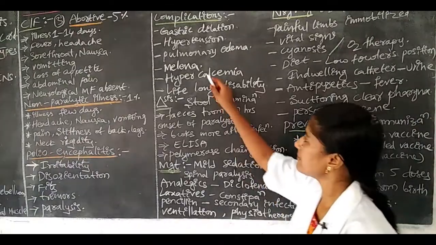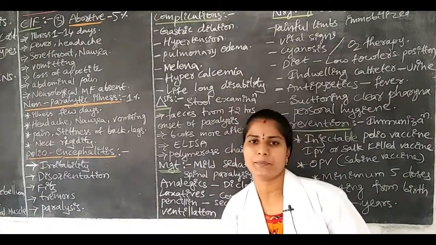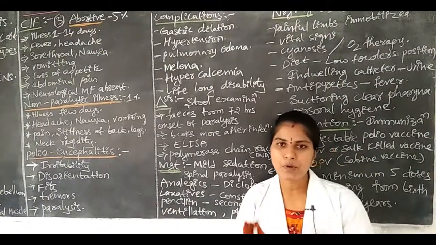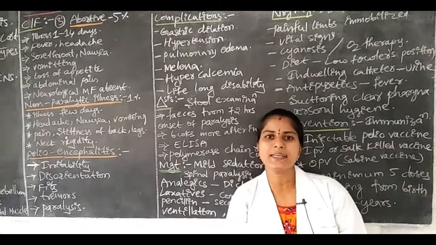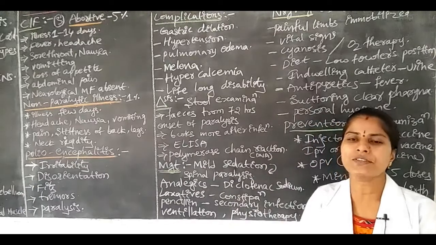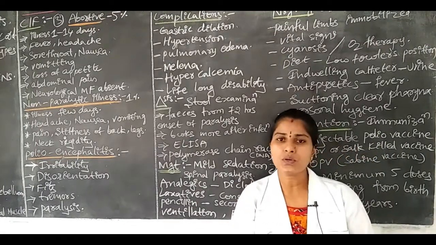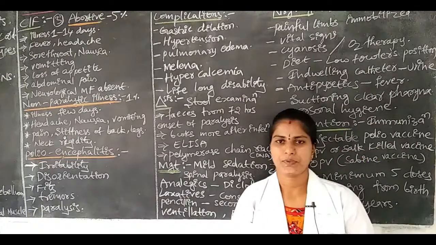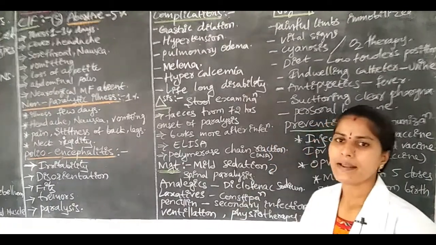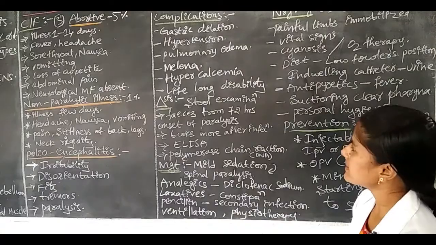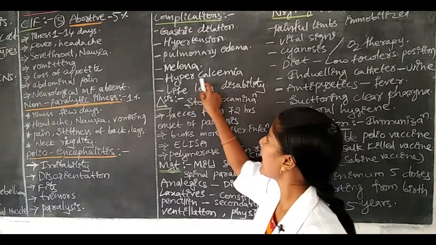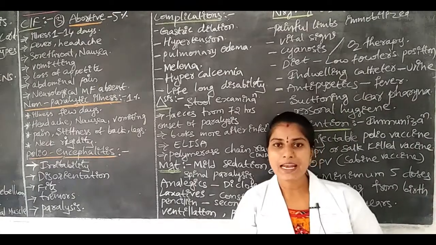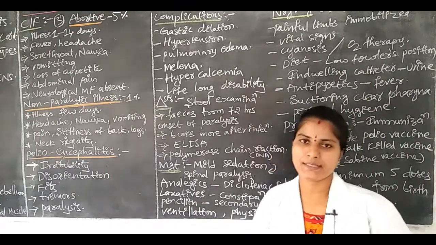Another complication is melena. What is meant by melena? Those affected by the poliovirus, the causative organism, excrete black colored stool. Next is hypercalcemia, where the calcium level in the blood is increased.